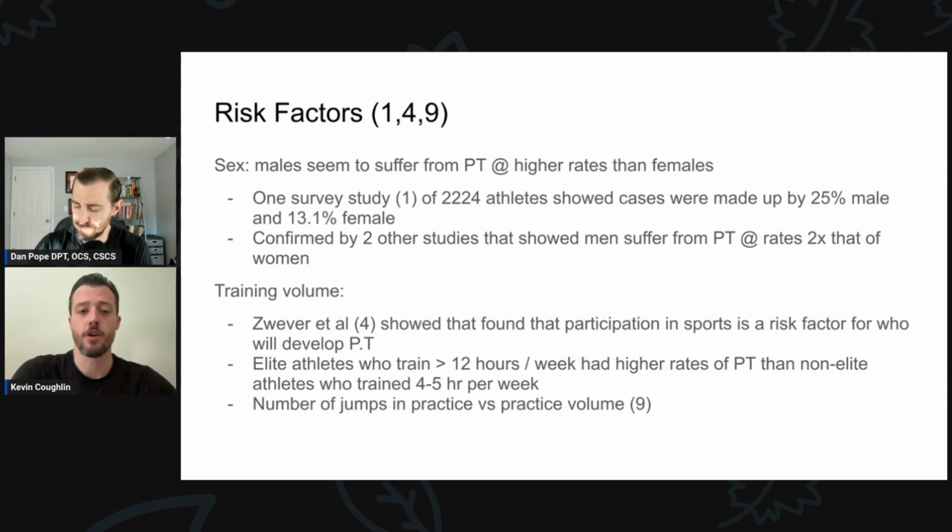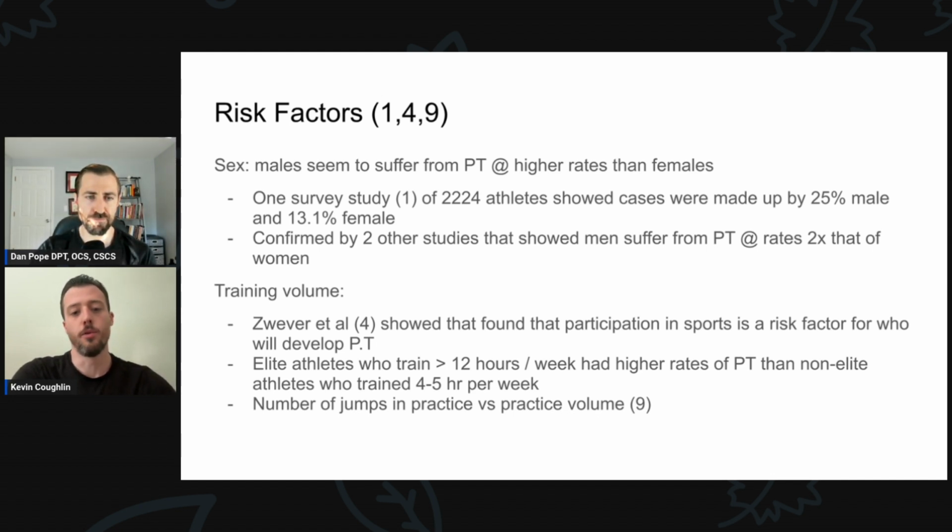Another risk factor is training volume. There was a study that showed that participation in sports is a risk factor for who's going to develop tendinopathy. And I think that's totally true. We don't really see sedentary folks getting tendinopathies too often unless there maybe is some systemic thing going on. And then elite athletes who train over 12 hours per week had higher rates of patellar tendinopathy than non-elite athletes who train 4 to 5 hours per week. So this is definitely an injury that you see more commonly as those exposure hours go up.